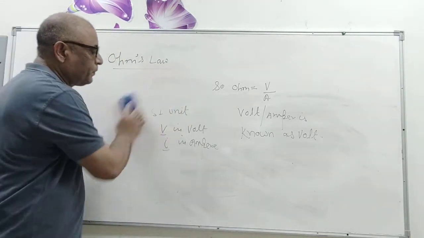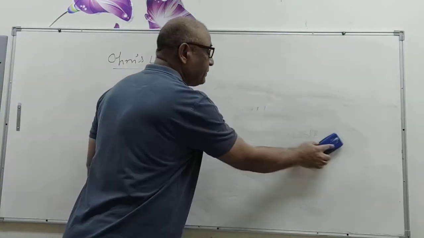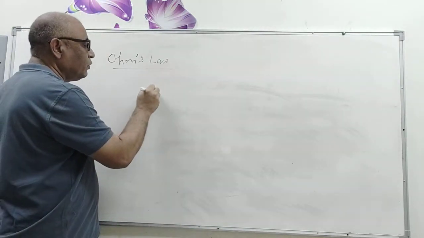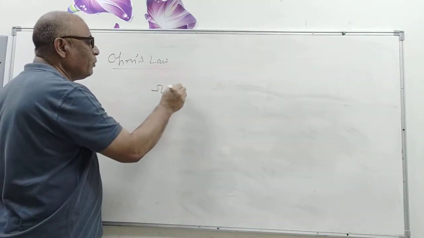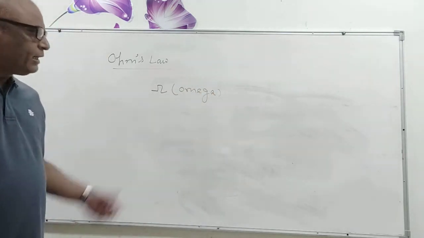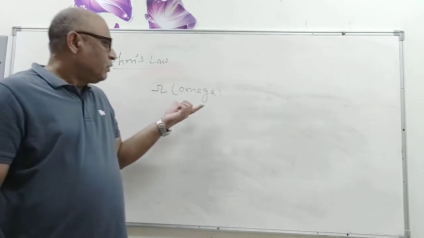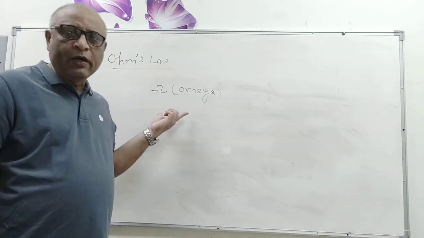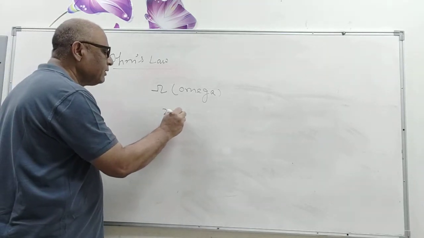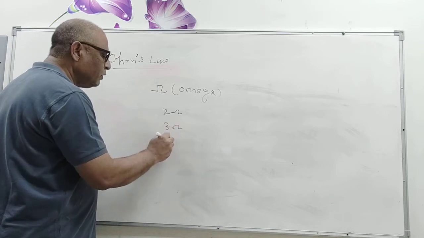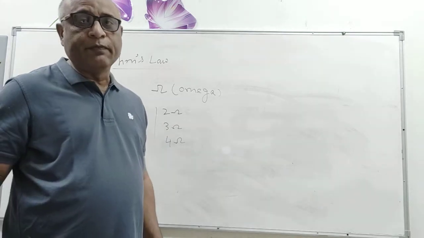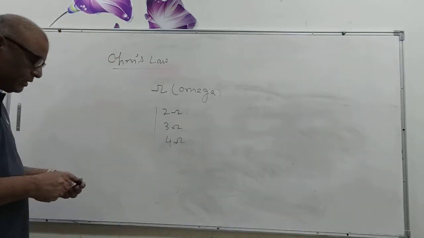Now, the symbol of ohm. This symbol is known as omega, a Greek alphabet. In place of ohm, we may write omega. Omega is the symbol of ohm. So suppose 2 ohm, 3 ohm, 4 ohm, you may write like this. It doesn't matter, just like 4 ampere, 3 ampere, 5 ampere. So this is a symbol.